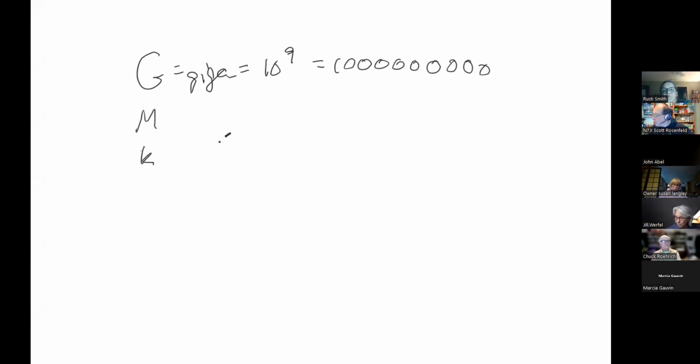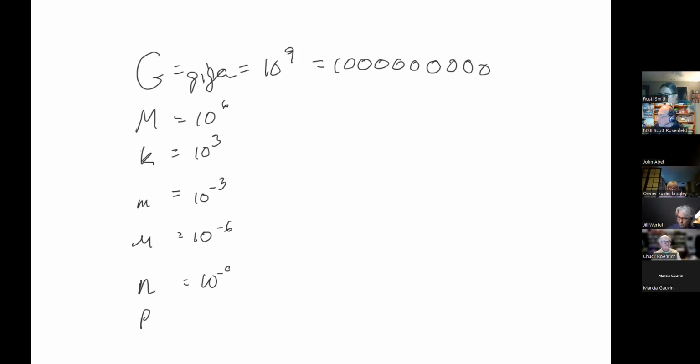And then on the small side, because small things exist also, we can do little letter m, which is milli, and micro, and nano, like nanobots, and pico. Mega is 10 to the 6th, kilo is 10 to the 3rd, milli is 10 to the minus 3rd, micro is 10 to the minus 6th, which is a millionth, nano is 10 to the minus 9th, pico is 10 to the minus 12th power.